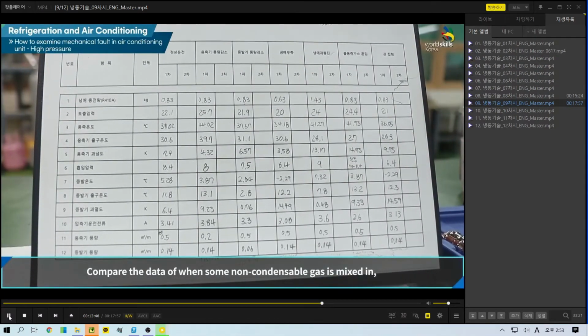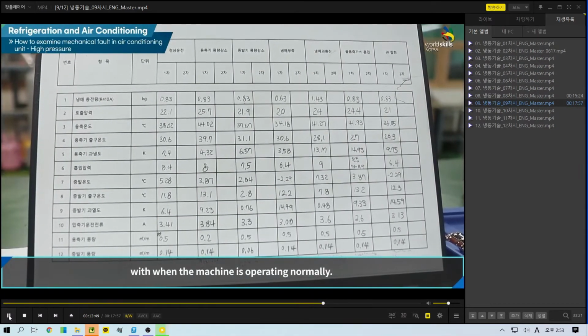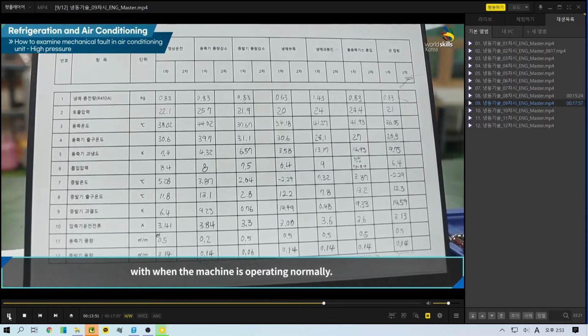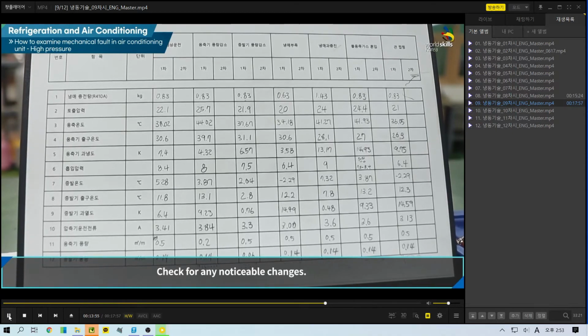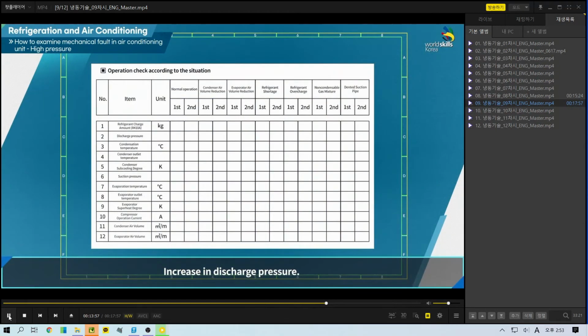Let's compare the data of when some non-condensable gas is mixed in with when the machine is operating normally. Check for any noticeable changes. Increase in discharge pressure actually. Increase in subcooling of condenser. Suction pressure hunting phenomenon. Increase in superheat of evaporator. Increase in compressor operating current. No change in the air volume of the condenser.